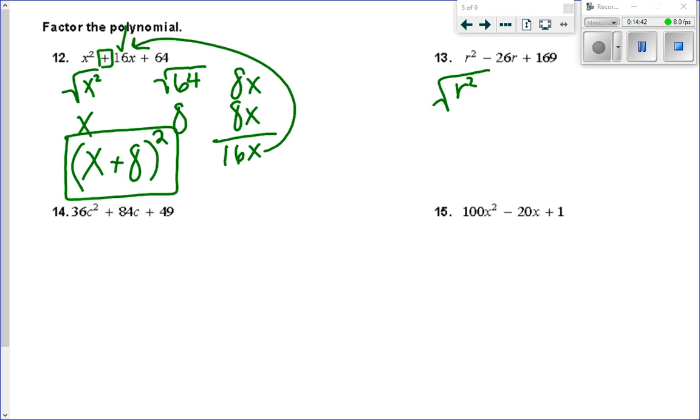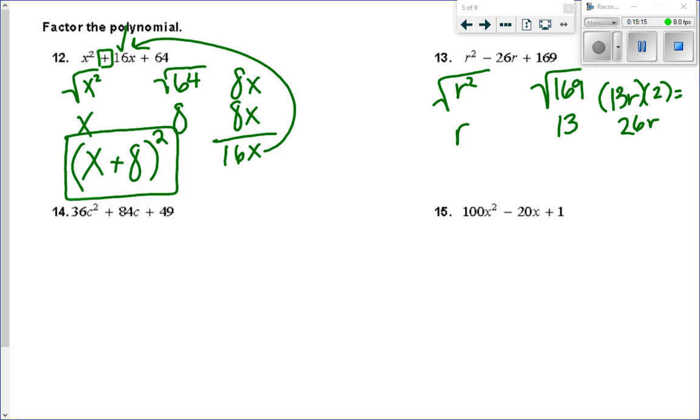If you take the square root of r squared, and the square root of 169, and if you check that chart you made, we know that the root of r squared is r, and we know that the square root of 169 is 13. All right, let's check that middle term. 13 times r is 13r, times 2 is 26r.